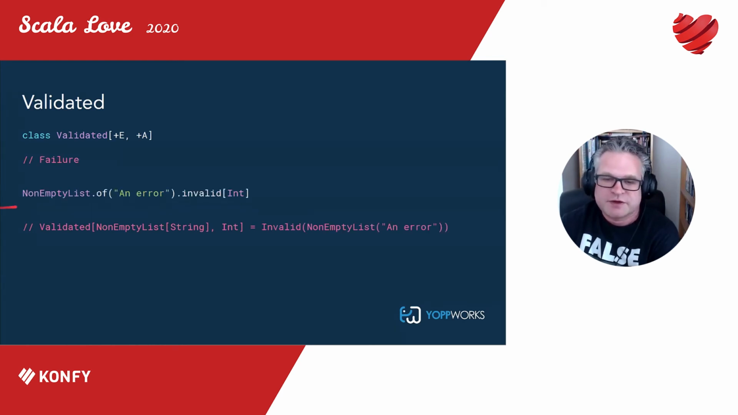And here's a failed validated. We create a non-empty list with a single error in it, and this is an invalid of type int. So in other words, if this wasn't a failed validated, it would have type int.